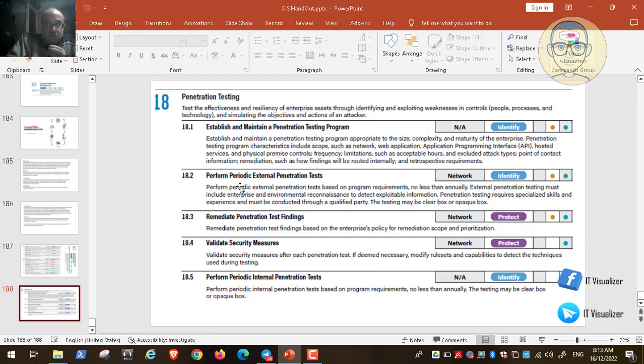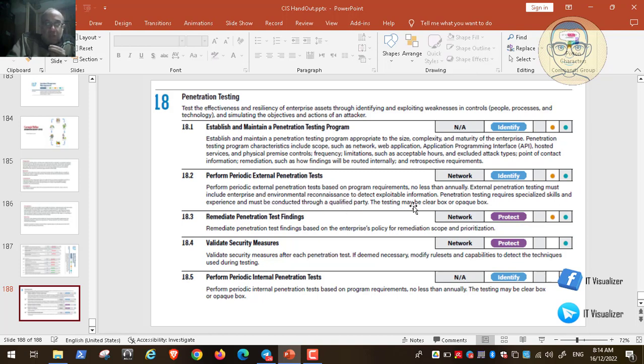Point number two: perform periodic external penetration tests based on program requirements, no less than annually. So you should do this on an annual basis. Vulnerability scanning should be done more frequently, maybe every quarter, but penetration tests should be done no less than annually, once a year. External penetration testing must include enterprise and developmental environmental reconnaissance to detect exploitable information. Anyway, penetration testing requires specialized skills and experience, and must be conducted by a qualified party.